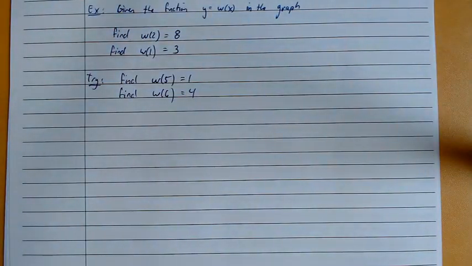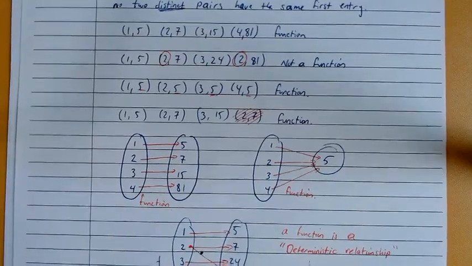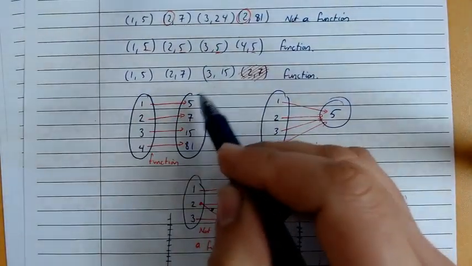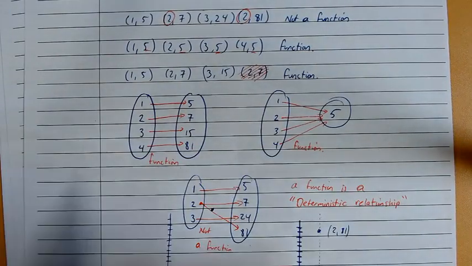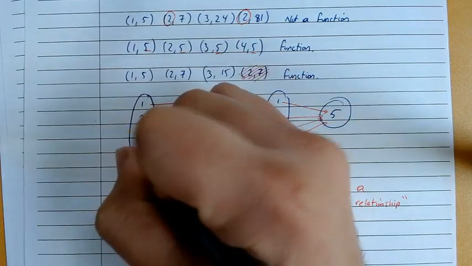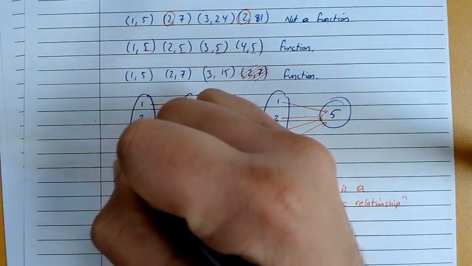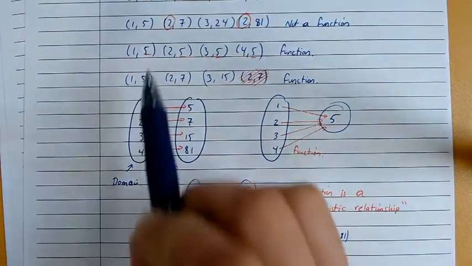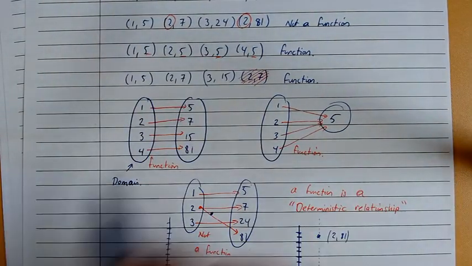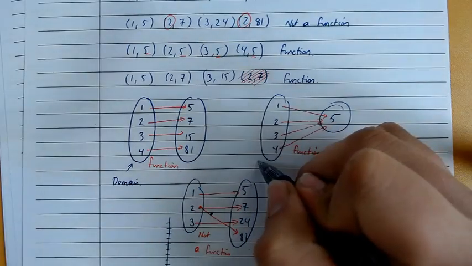At the very beginning of this section, we illustrated a function like this. I took all the x values and grouped them together, and I took all the y values and grouped them together. When you take all the x values and group them together, that's called the domain. The domain of a function is every x value, every first entry of the ordered pairs. This right here is the domain.